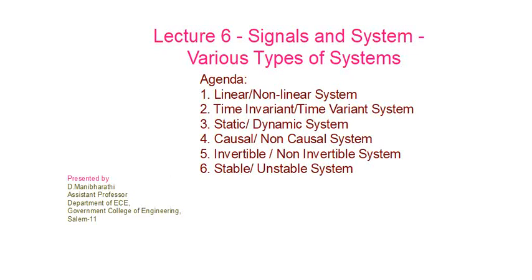In this video, we are going to see about the various types of system. Particularly, we are going to investigate what is a linear, non-linear system, time invariant and time variant system, static system and dynamic system, causal and non-causal system, invertible and non-invertible system, stable and unstable system.